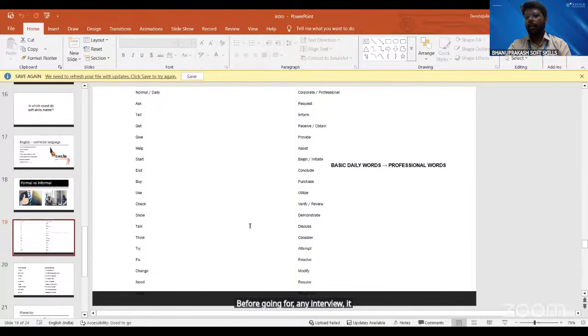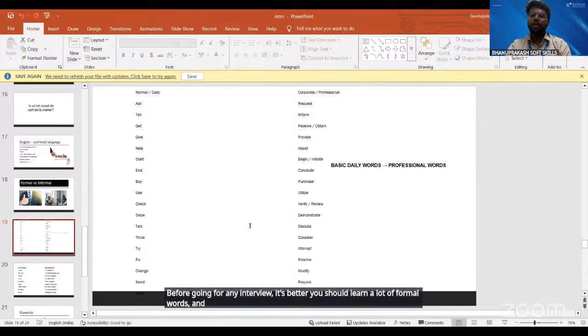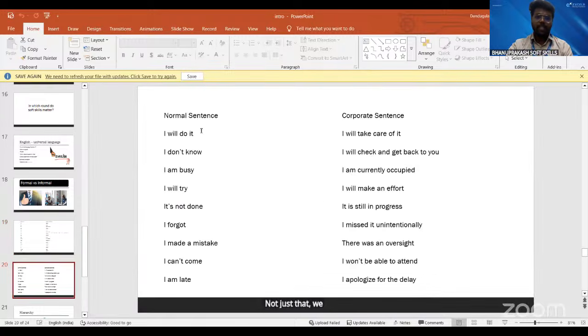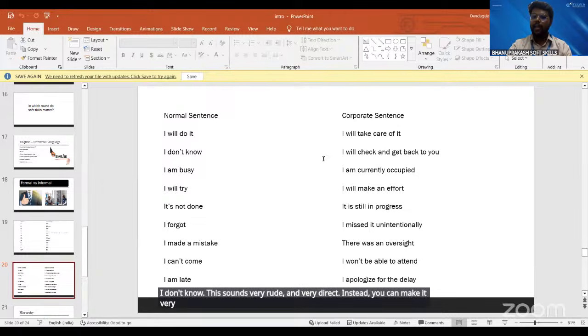It's better that you learn a lot of formal words and try to use them in your language, so that someone can easily tell that you have a formal language, and that directly indicates you as a formal as well as professional personality. Not just that, we can also see sentences like I will do it. Instead, you can say I will take care of it. I don't know sounds very rude and very direct. Instead, you can make it very polite by saying, I'll check and get back to you. This is very formal as well as polite.